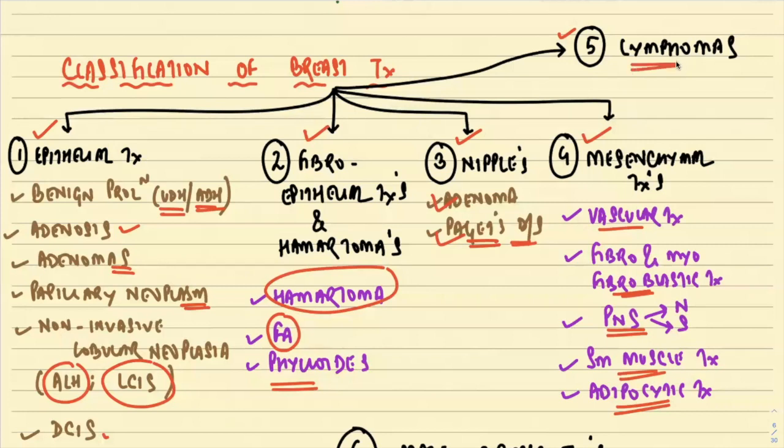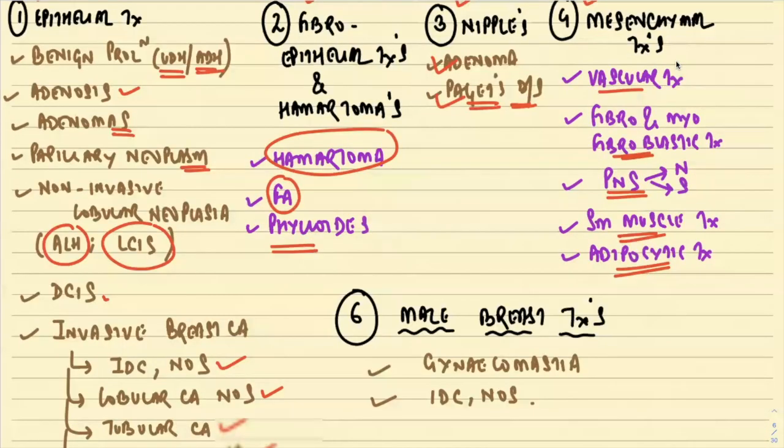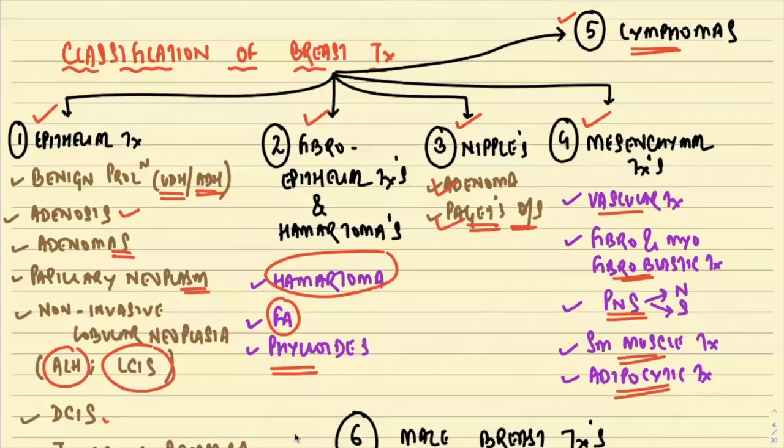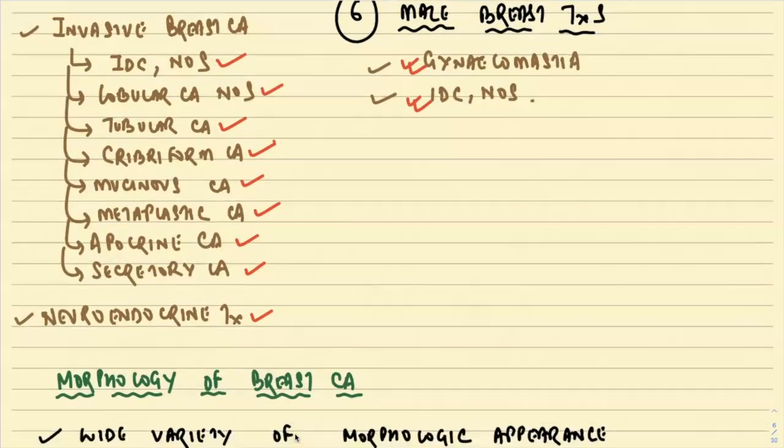Then we have the lymphomas, or lymphoproliferative tumors, which can also occur at the level of the breast, like DLBCL and follicular lymphoma. Any kind of non-Hodgkin's lymphoma can occur in the breast. Sixth, we have the male breast tumors: gynecomastia and invasive ductal carcinoma NOS. This is the basic classification of the tumors of the breast. If you are asked, you have to write about them.